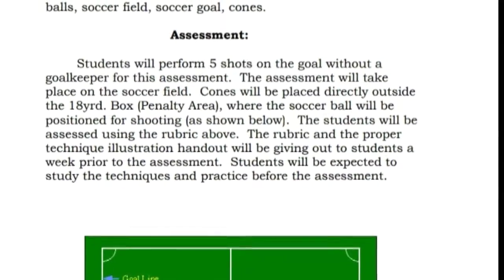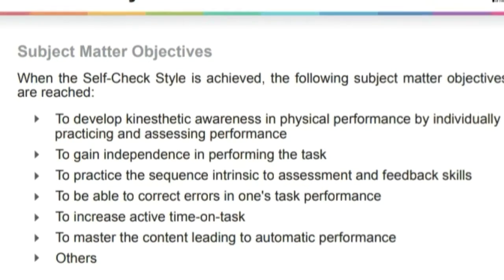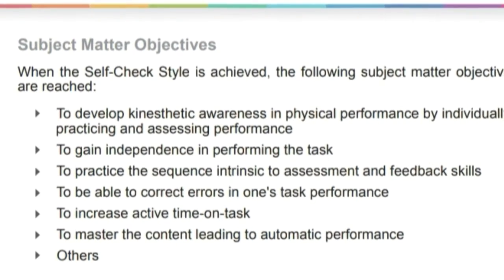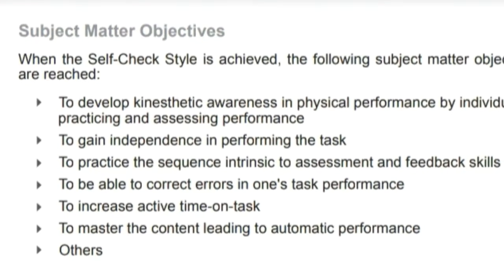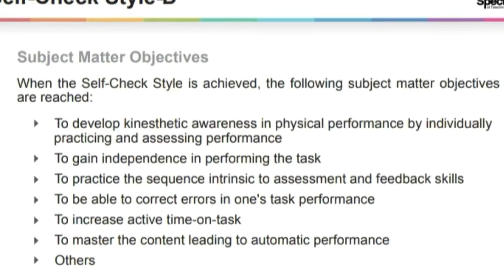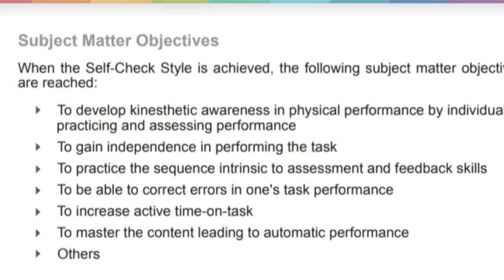At the high school level, the lesson will consist of learning the proper technique of soccer shooting skills and will be assessed based on the performance of the cues. Students will perform 5 to 10 shots on the goal without a goalkeeper for this assessment. The assessment will take place on the soccer field or another appropriate safe area.